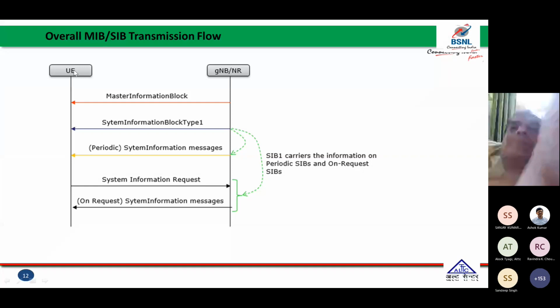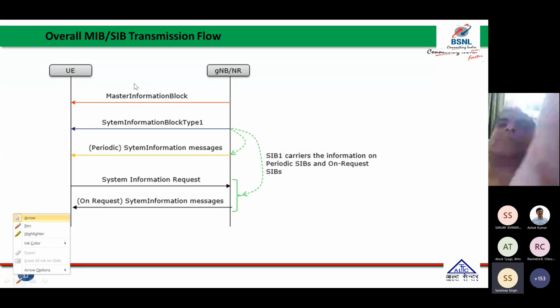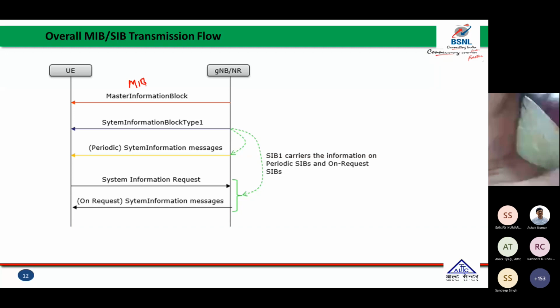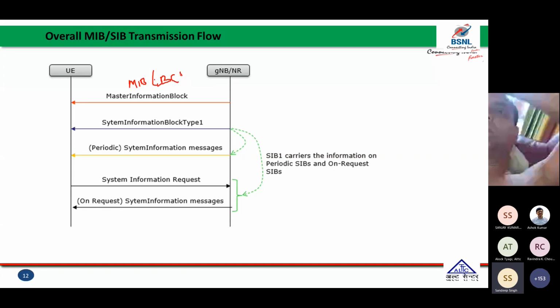This is just an overview of how the master information block and system information block are transmitted from the gNodeB to the UE. The master information block is the message that contains the system frame number and the bandwidth supported. That is the MIB. It is broadcast on the broadcast channel, and in this master information block there is the address of SIB1.